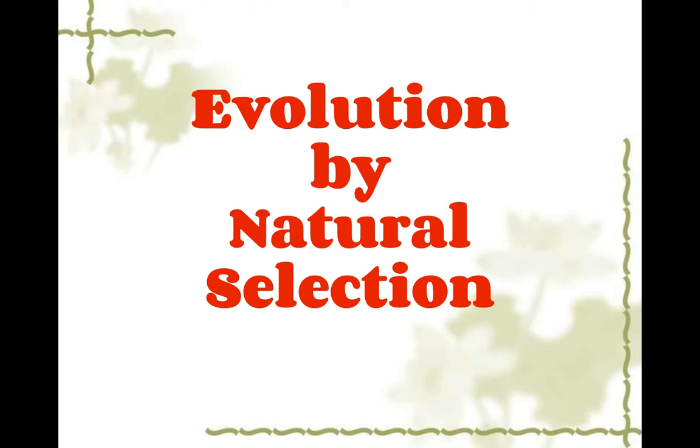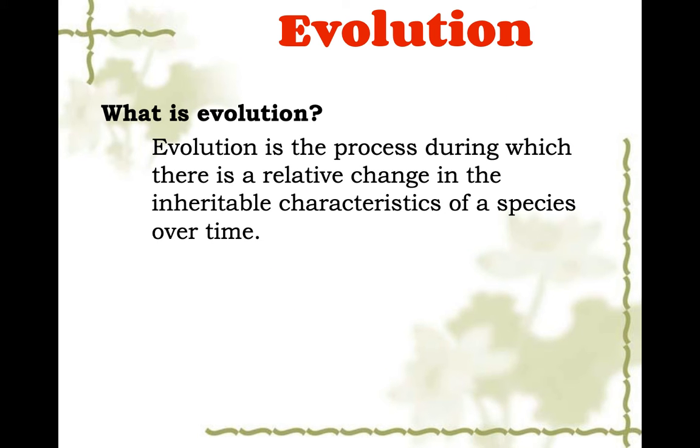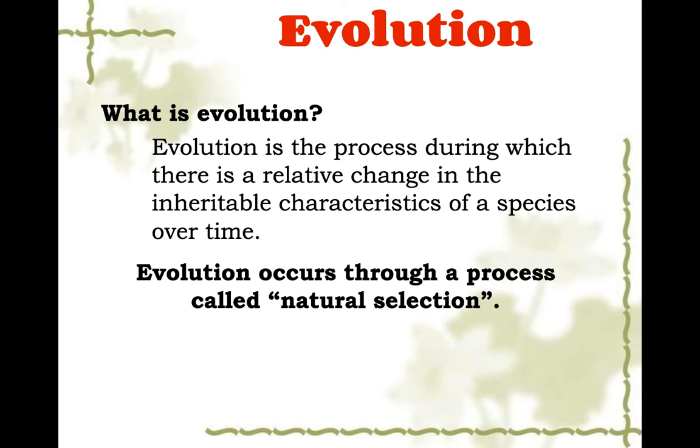In this lesson, we're going to begin our discussion of evolution by looking at the process of natural selection. So, what exactly is evolution? The definition is that evolution is the process during which there is a relative change in the inheritable characteristics of a species over time. And evolution can occur through a process called natural selection.